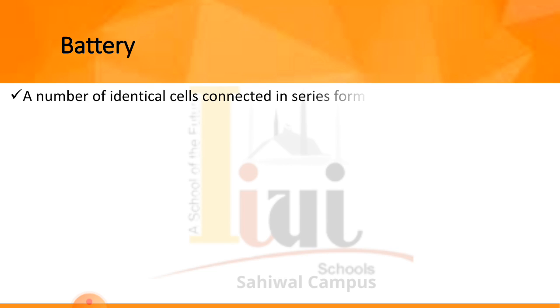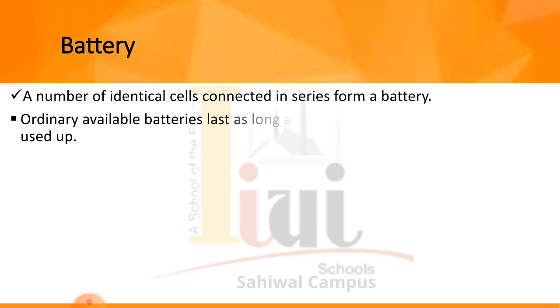Battery. A number of identical cells connected in a series form a battery. Whenever the cells are connected in a series combination or in a series pattern, they form a battery. Ordinary available batteries last as long as the chemicals inside them are not used up.